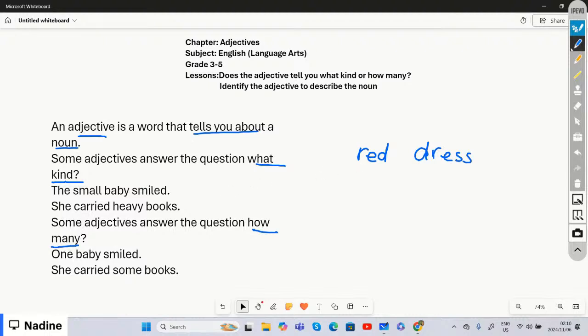Now with an adjective, red is the adjective that tells us about the dress, or describes the dress, or modifies that noun, which is dress. And by saying red dress, that is answering the question: what kind of dress is she wearing? She is wearing a red dress.